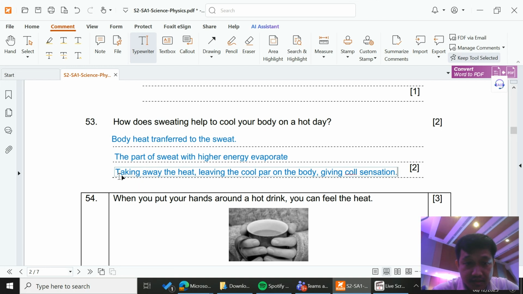The important part is taking away the heat from the body. That's what gives us the cool sensation. It's cool, yeah. Okay.